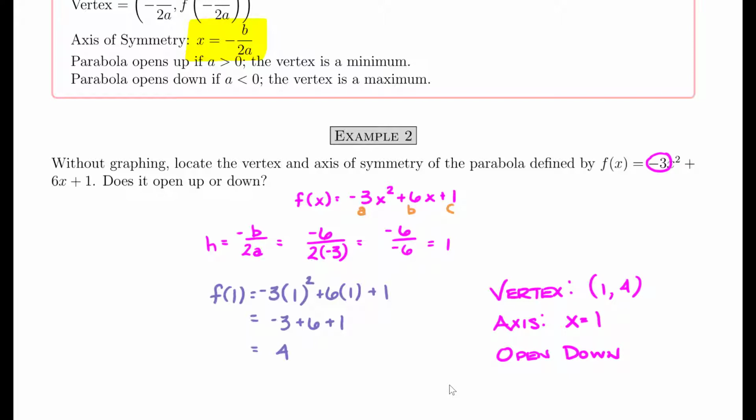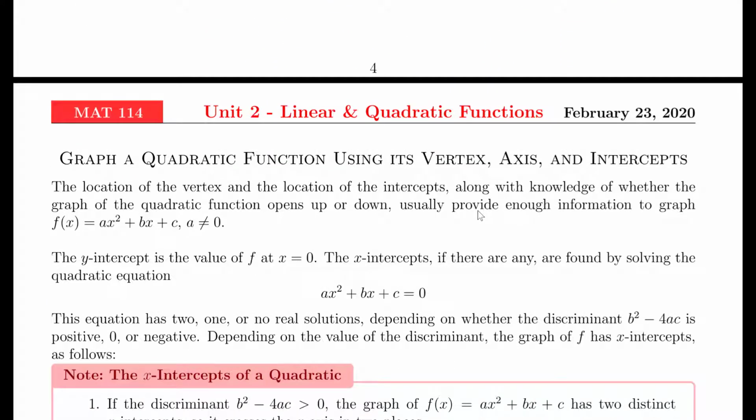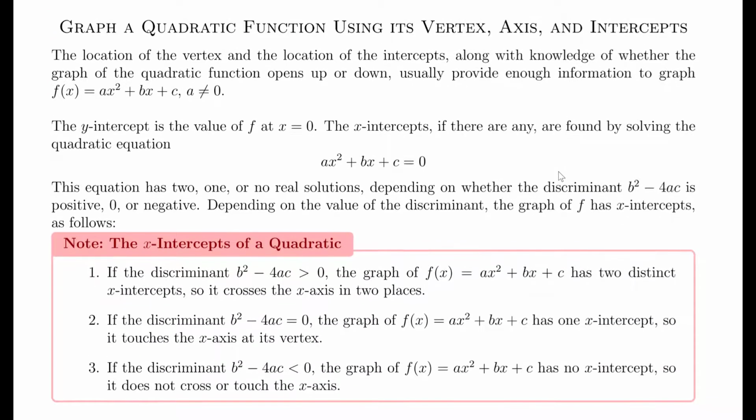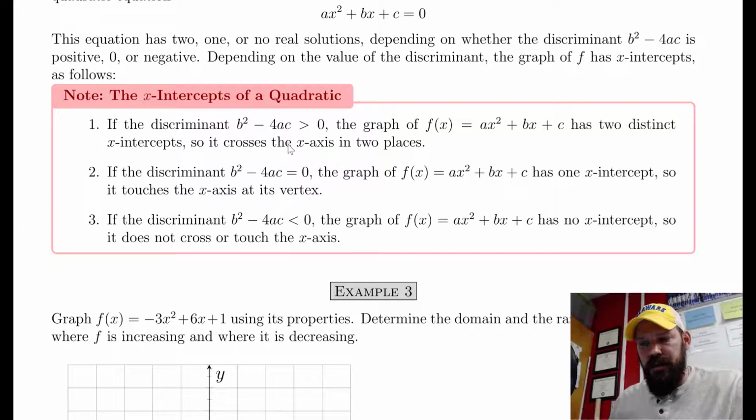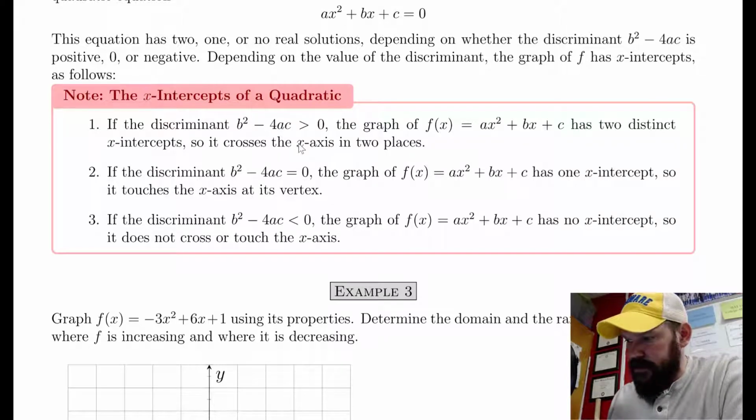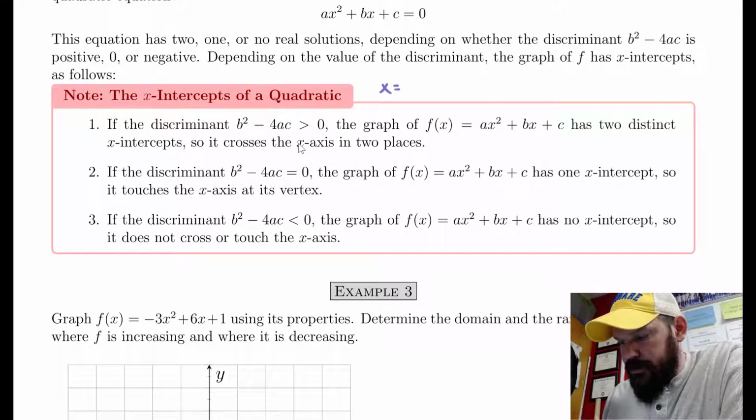And then if we wanted to, we could actually make a pretty rough sketch of this graph without too much difficulty. We can look at graphing a quadratic using its vertex, axis, and its intercepts. So that's where the function is equal to 0. We've talked about this a little bit, and we're going to talk about it more. To find the x-intercepts, remember the quadratic formula is x equals negative b plus or minus square root of b squared minus 4ac all over 2a.